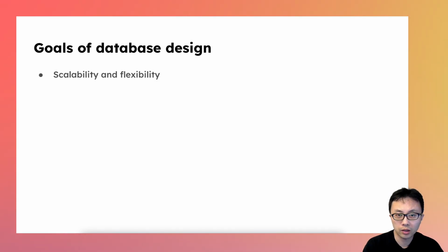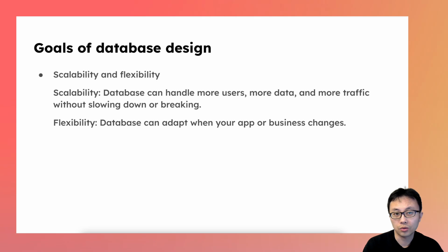The last goal is about scalability and flexibility. Scalability means your database can grow, it can handle more users, more data, and more traffic without slowing down or breaking. Flexibility means that your database can adapt when your app or business changes, like adding new features or storing new types of data. A good database design makes it easy to grow and change without starting over from scratch.